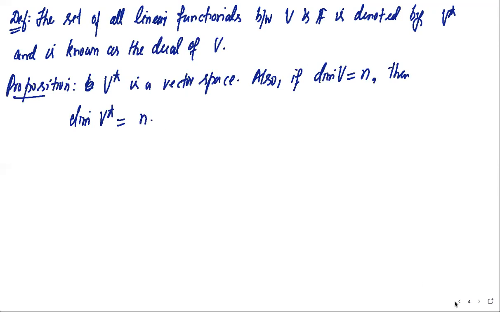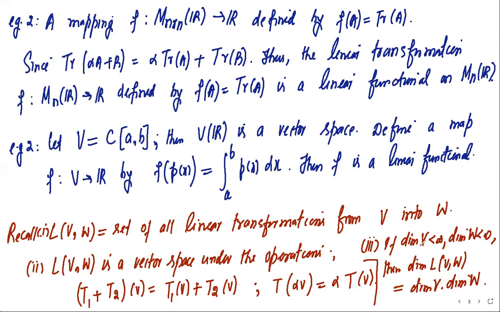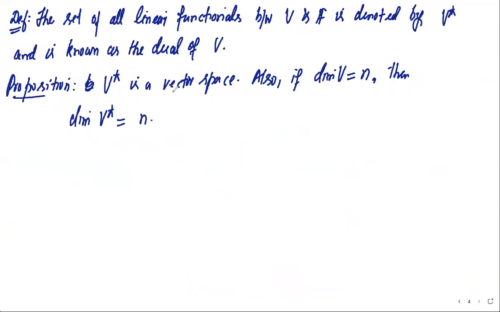This follows straightforwardly from the fact that if we have two finite dimensional vector spaces, then the set of all linear transformations L(V, W) has finite dimension equal to dimension of V times dimension of W. Since the dimension of V is equal to n, and F is a vector space over F which has dimension equal to 1, the dimension of V star is equal to dimension of V times dimension of F over F, so n times 1, which is equal to n. Therefore the dual space is also a vector space of dimension n if V is a vector space of dimension n.